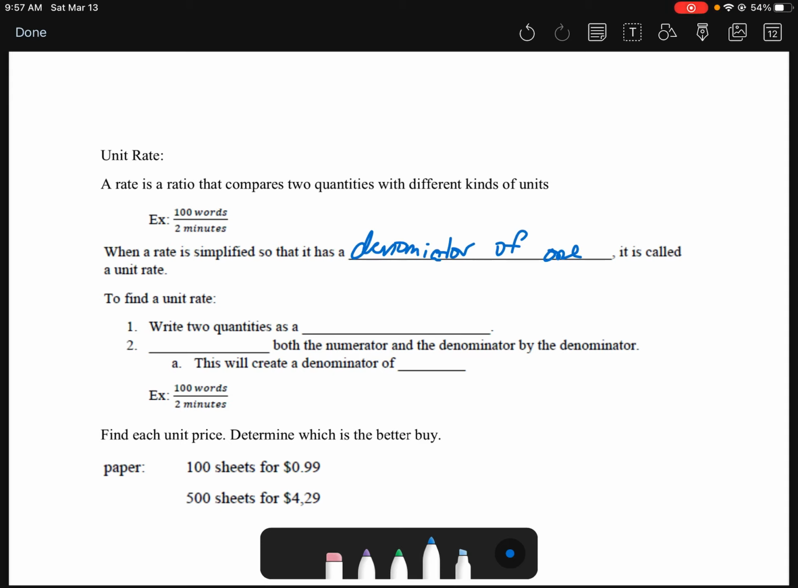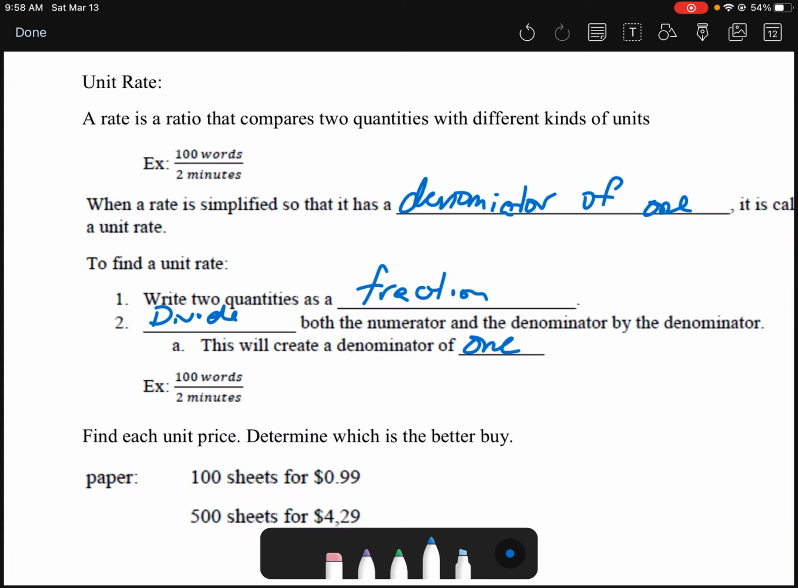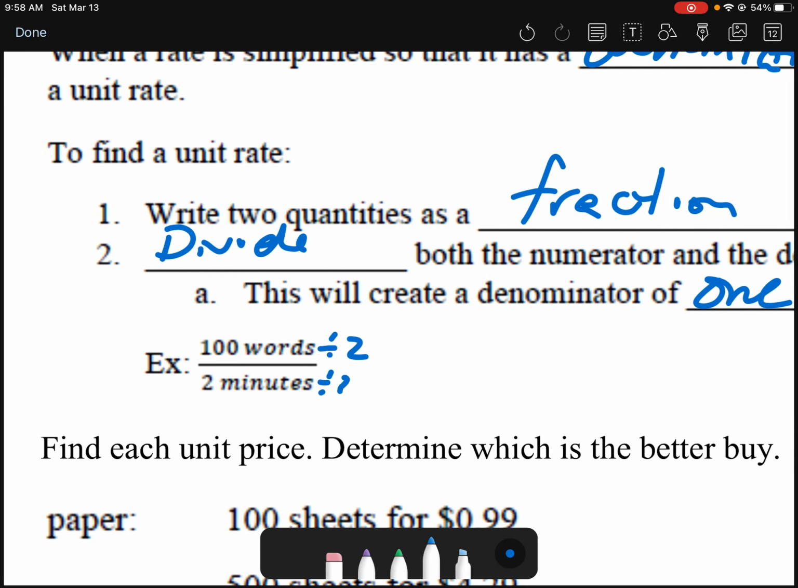So in order to find the unit rate, you have to write the two quantities as a ratio or a fraction. And then you want to divide both the numerator and the denominator by the denominator. This will create a denominator of 1. So going back to that 100 words for every 2 minutes, if I divide the top and the bottom by 2, I would get 50 words per 1 minute. So you can see that my denominator is 1. All I did was just take that 2 and divide it by the top and bottom.